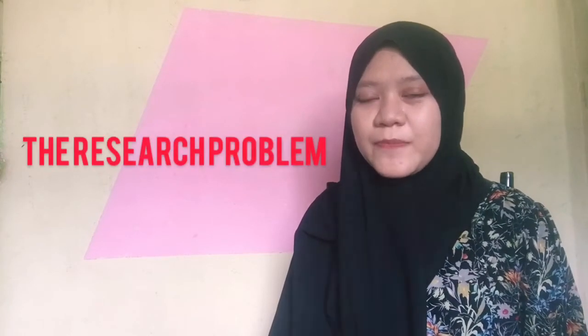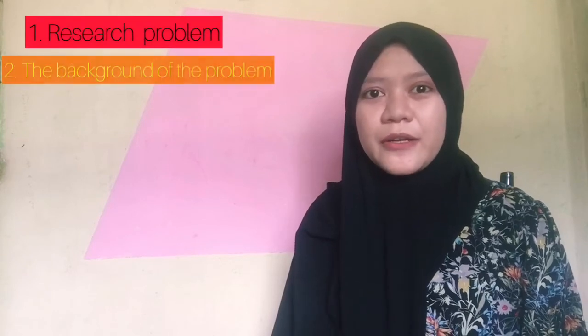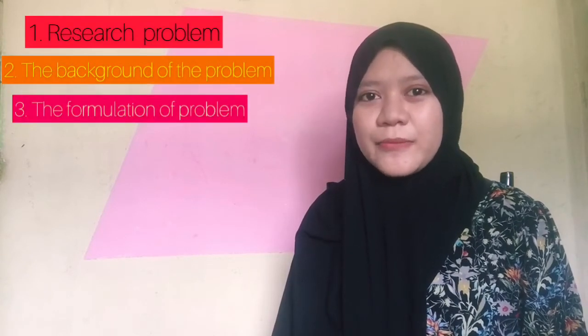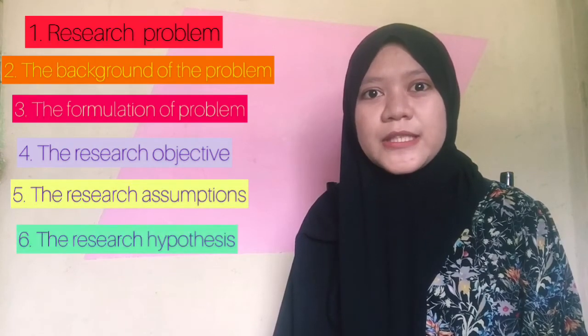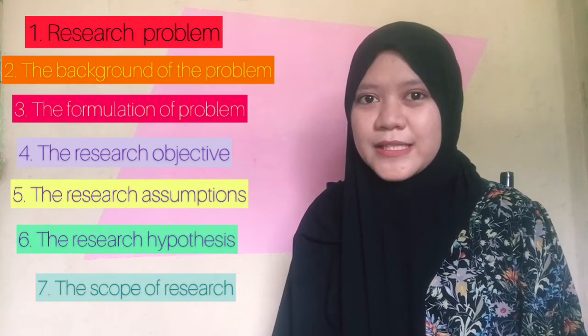Amin. Today I'm gonna tell you about the research problem. So it would be different from our first material. There are some points that I will explain for today. The first one is the research problem, the background of the problem, the formulation of the problem, the research objective, the research assumptions, the research hypothesis, and the last is the scope of the research.